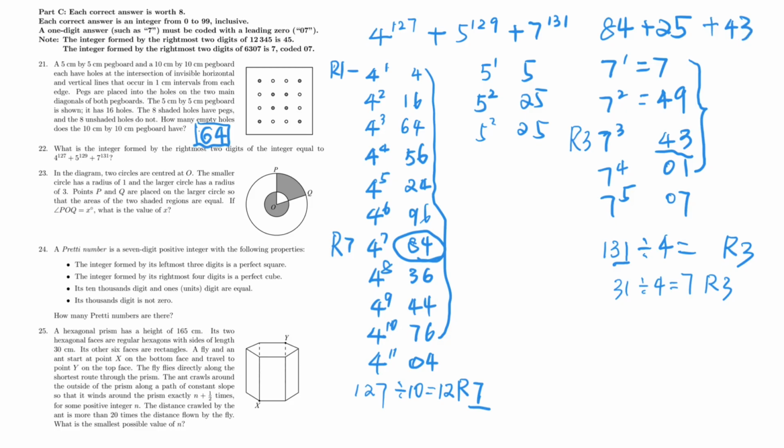Last two digits of the number equal 84 plus 25 plus 43. That's 152. So the last two digits are 52. So the answer of 22, the last two digits, is 52. So the answer is 52.